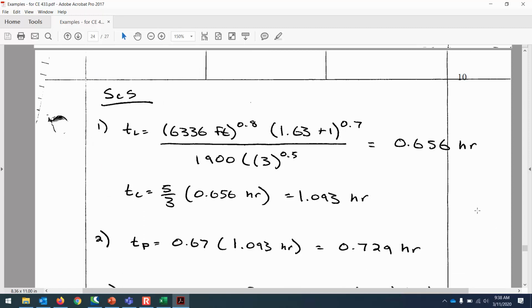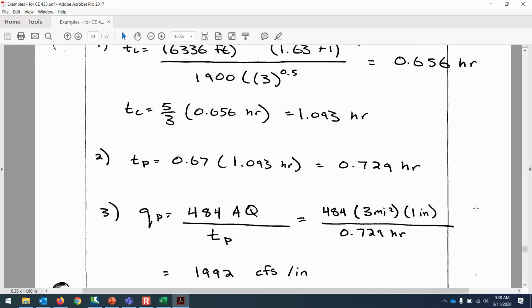Okay, so once we calculate the times, we calculate the runoff. What this means is that for every inch of rainfall excess that comes out of the watershed, the peak flow rate is going to be 1992 CFS. So for a watershed that's, what was it, 3 square miles?